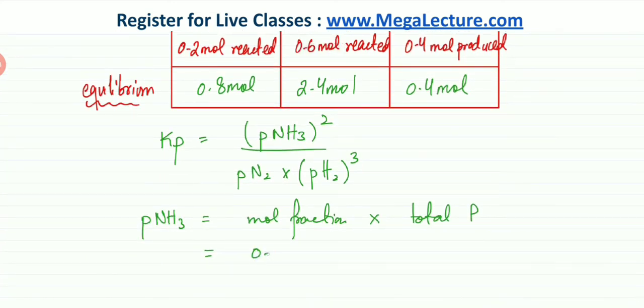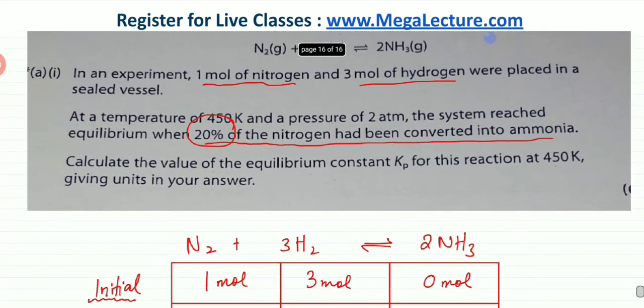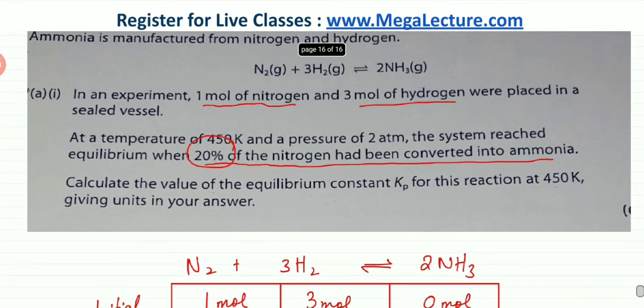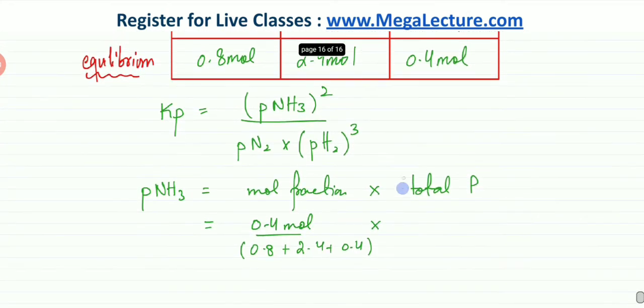So that's your mole fraction: 0.4 moles divided by the total moles, which are 0.8 plus 2.4 plus 0.4. And I'm going to multiply it by the total pressure. We need to find what the total pressure was. The total pressure is given right over here as 2 atmospheres. This is the equilibrium pressure. So use that: 2 atmospheres, and you're going to get the partial pressure of NH3 this way. And this value on my calculator comes out to be 1 by 9. That's the partial pressure of NH3.